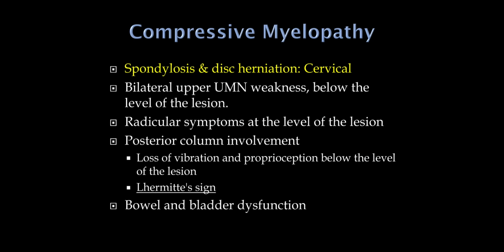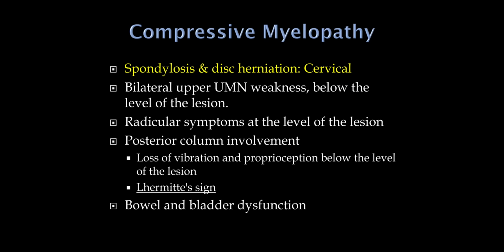Lhermitte's sign is a helpful clinical indicator of a spinal cord disease, more specifically of something going on in the posterior columns. And this describes the feeling of an electrical sensation that travels through the body. It's usually triggered, if it's in the cervical spinal cord, by neck flexion, and patients say that something just shoots like a jolt of electricity down their spine. So when you hear that historically, you want to think about spinal cord. Something's going on with the spinal cord, posterior columns.